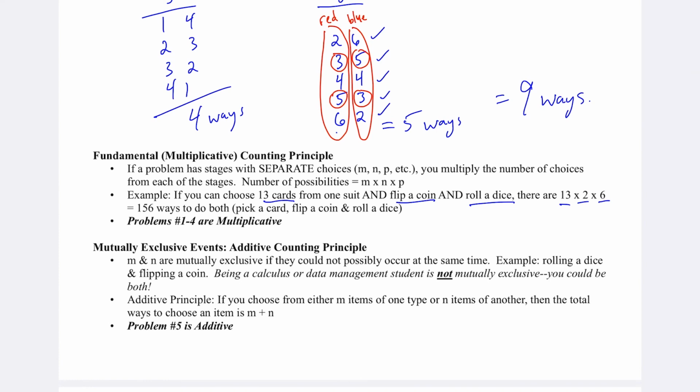Mutually exclusive events are events that could not possibly occur at the same time. Example, rolling a die and flipping a coin. Being a calculus or data management student is not mutually exclusive because you could be in both classes, and some of you are. The additive principle: if you choose from either M items of one type or N items of another, then the total number of ways to choose an item is M plus N. And problem number 5 is considered additive.